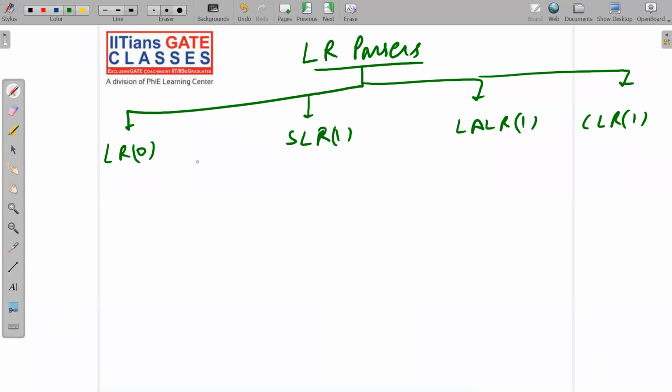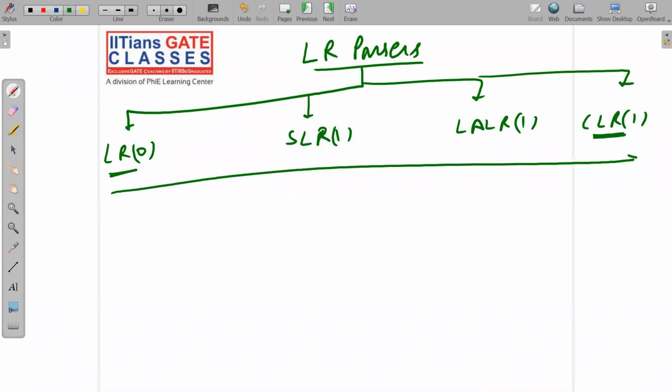While discussing the parsers, I have already told you that this is the least powerful and this is the most powerful. So according to the power, we can write these parsers. I have written them in increasing order of power only: this is the least powerful and this is the most powerful LR parser. Actually all these parsers are almost similar. The basic difference is in the table construction only.